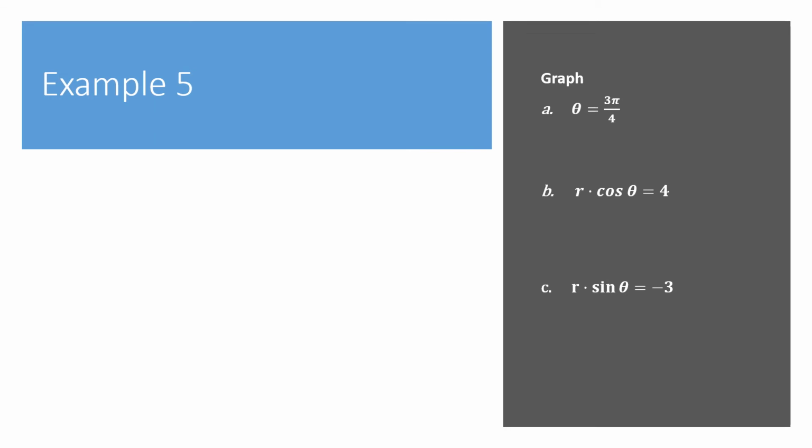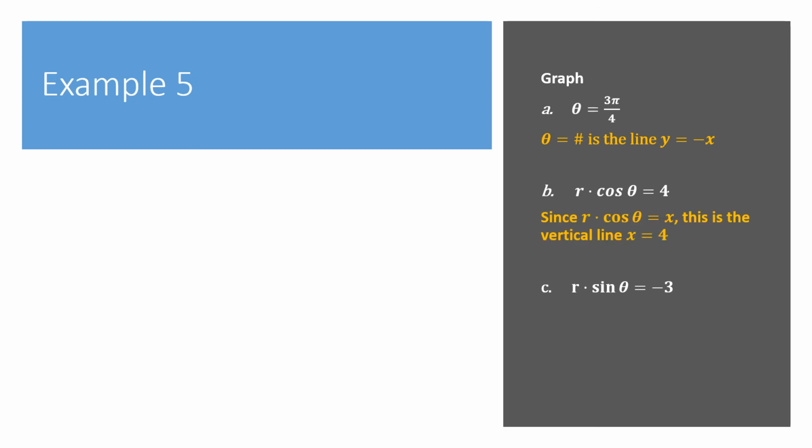All right, so for this first example, we're going to graph a couple of these equations, and I'm going to graph them all on one plane just to make my life a little bit easier. The first one, we have theta equals 3 pi over 4. And so we need to understand that anytime you have theta equals a number, it's just going to be a line. And in this case, we're doing the line at 3 pi over 4. That line is going through y equals negative x.